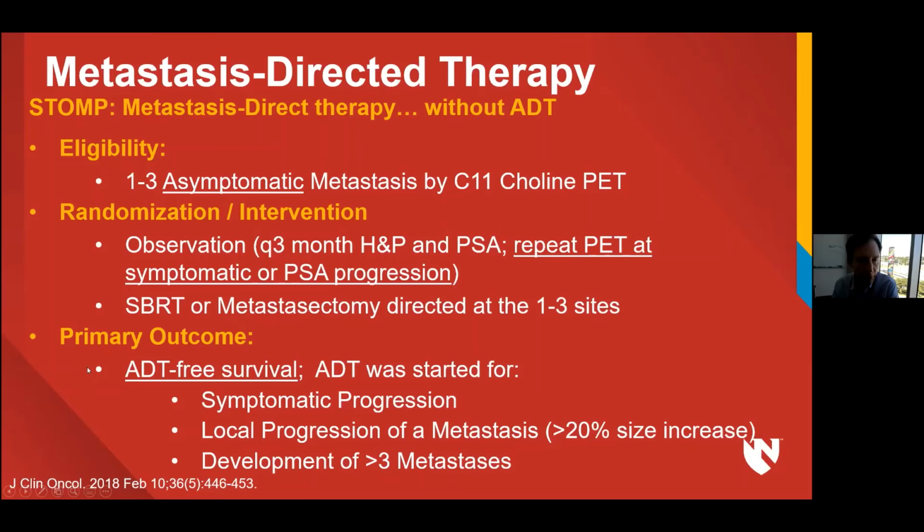In this study, they identified a relatively novel outcome, which they defined as ADT-free survival. You can think about this as how long you can spare somebody going on systemic therapy. They started ADT for either symptomatic progression, local progression of metastases, or the development of more than 3 metastases.